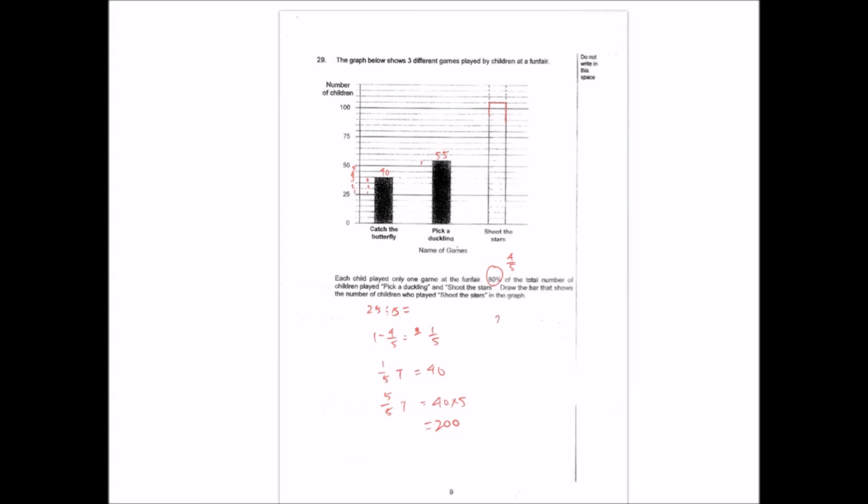Then we take 200, minus away pick a duckling and catch the butterfly, which is in total 95, you have the answer 105, and here should be 105, and therefore you can see the answer shown here is 105, which is correct. Okay, moving on to question 30, the last question of paper 1.